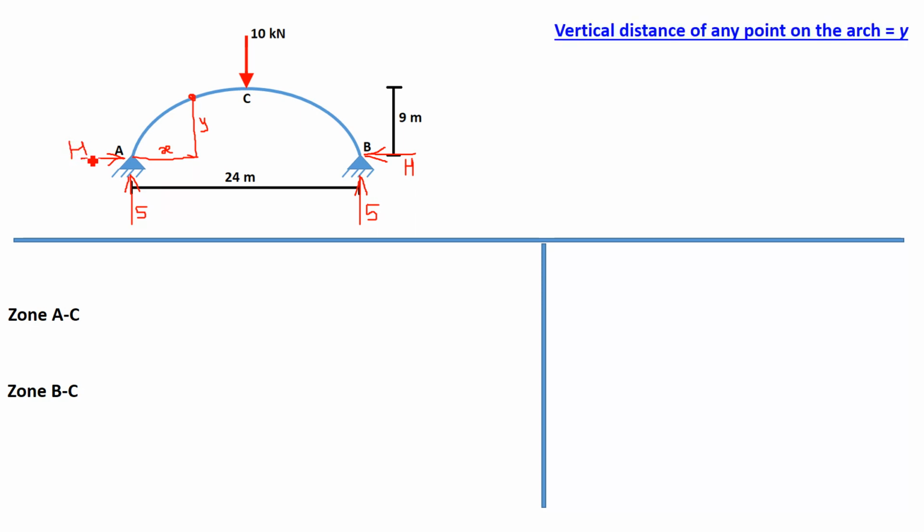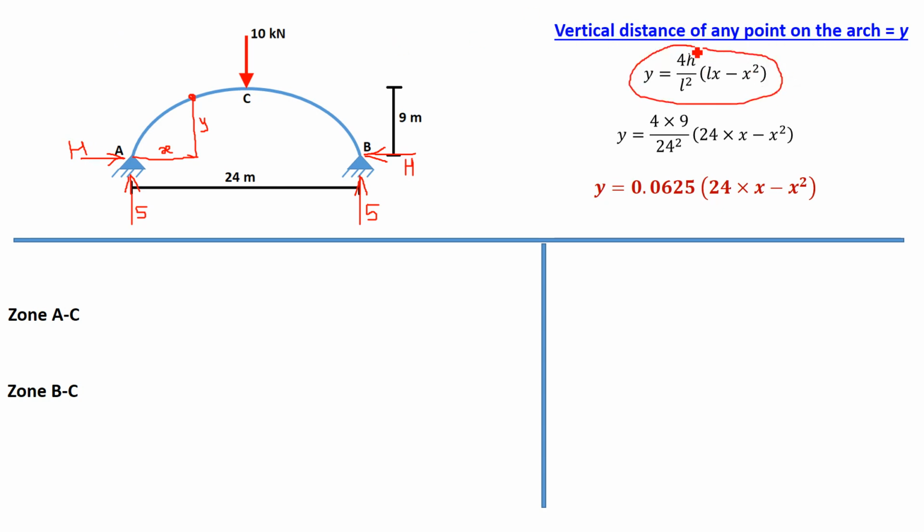Now using the formula for the vertical distance at any point of the parabolic arch, the equation is y equal to 4h upon L square into (Lx minus x square), where h is the value of central rise, that is 9 meter, given to you. This is h. L is equal to the span of the arch, that is 24 meter, given to you. So if you substitute 4 into 9 upon 24 square in bracket 24 into x minus x square, this is the value of y. You will get 0.0625 in bracket (24x minus x square).